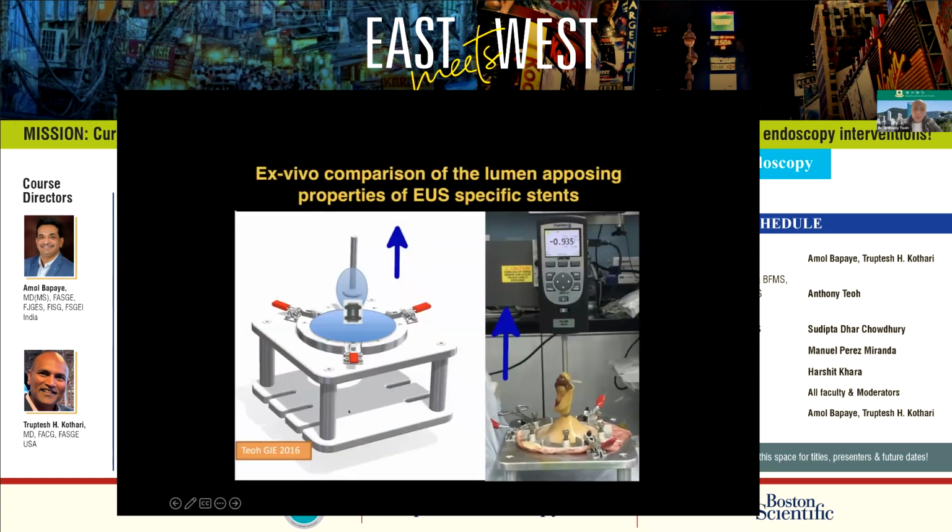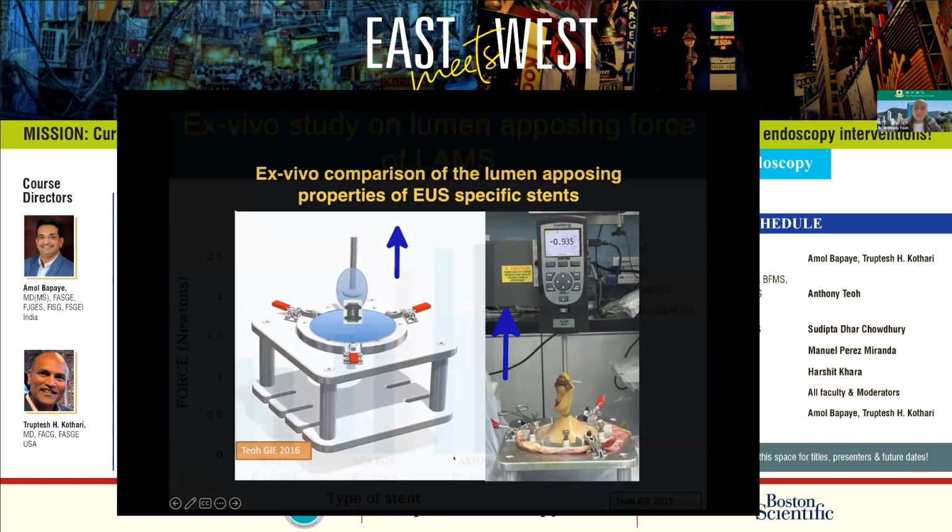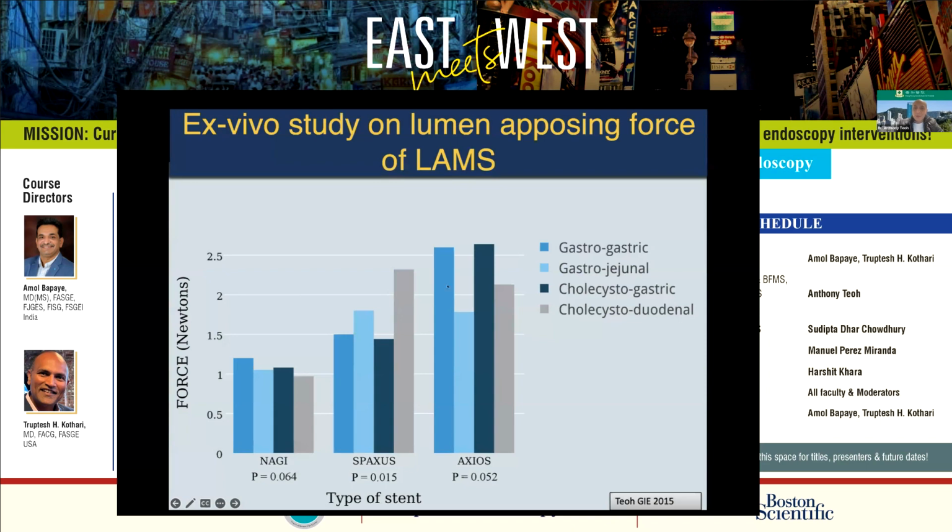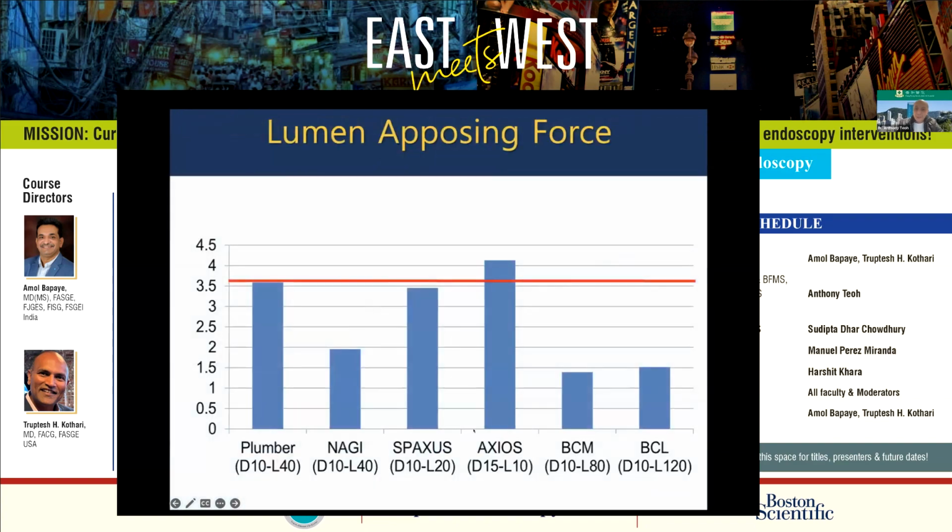This study was published many years ago, in 2016, in which we used a machine to measure the lumen-apposing forces of various stents. At that time, we concluded that the SPAXUS and the Axios stents have higher lumen-apposing force. And most recently, with more stents being available, the Hanaro stent, SPAXUS, and Axios have all been shown to have a high lumen-apposing force, and hence should be called lumen-apposing stents.